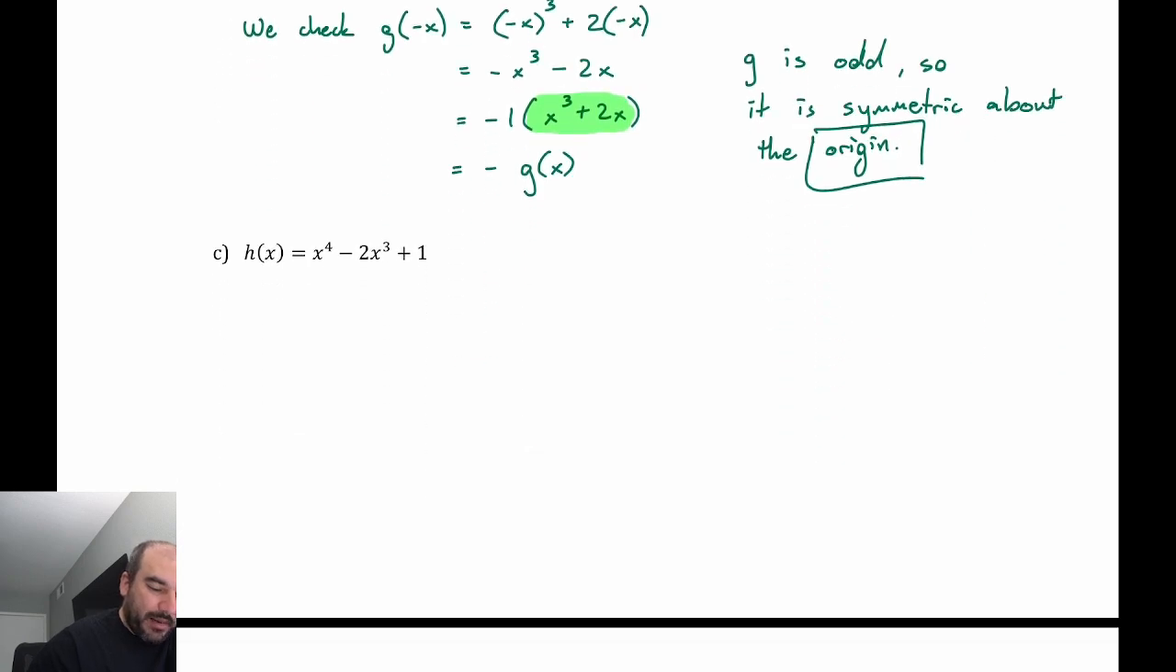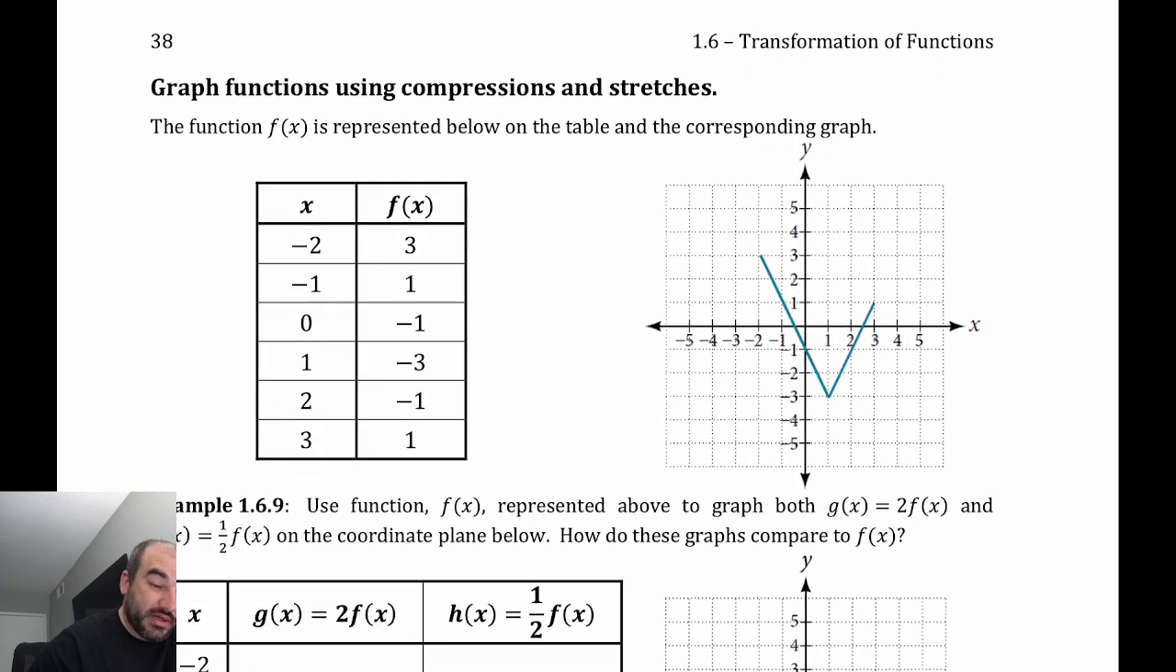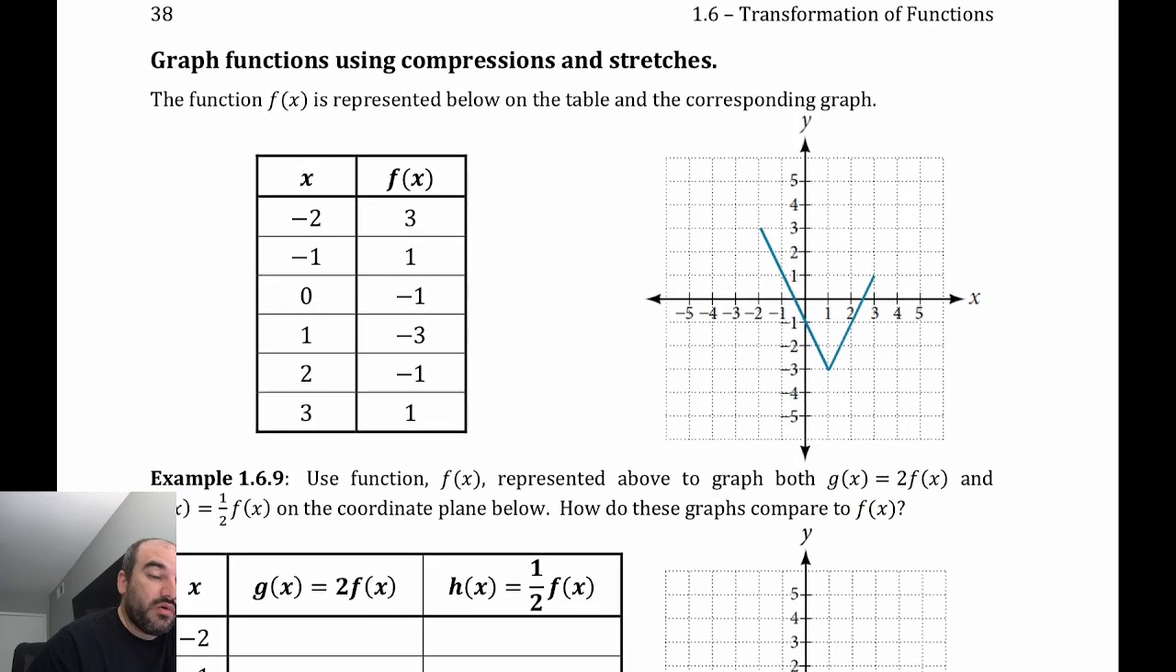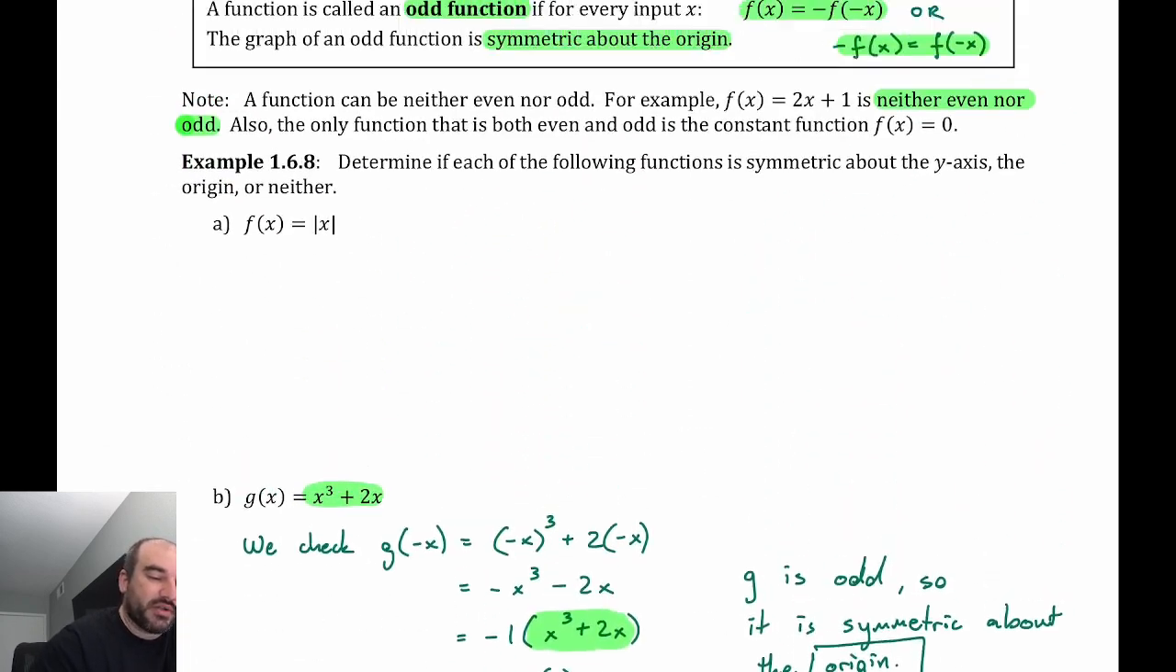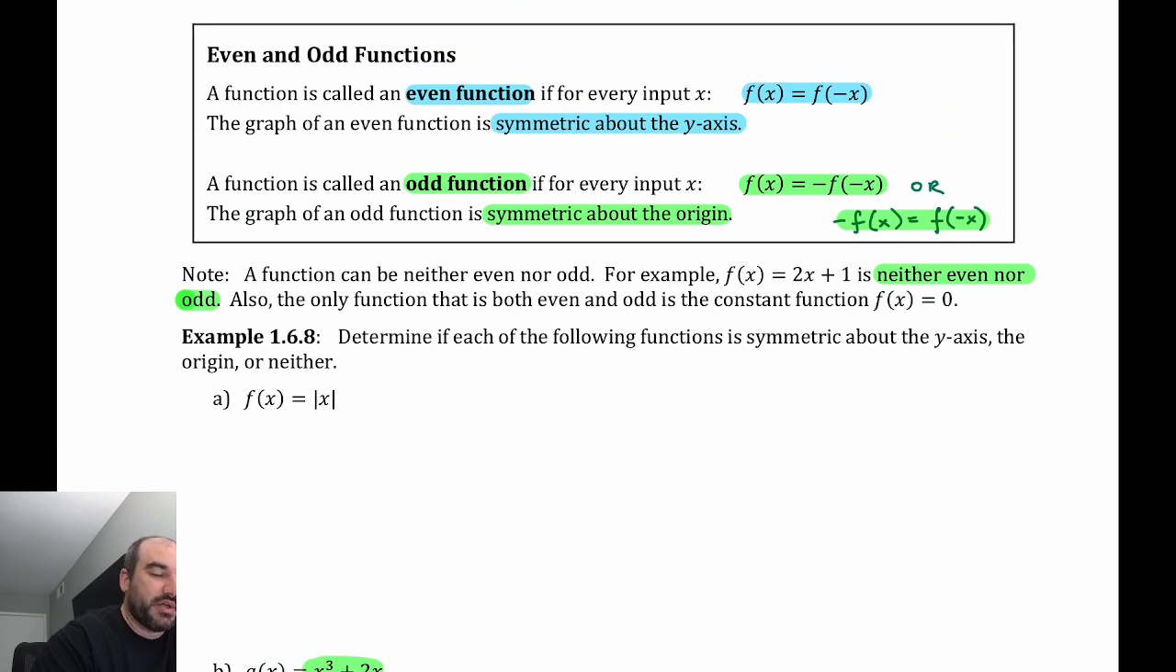You guys can check what happens with these other examples. We will move on to... actually, are there any questions on the even odd situation? How to determine, using these two statements, whether the function is even or odd?